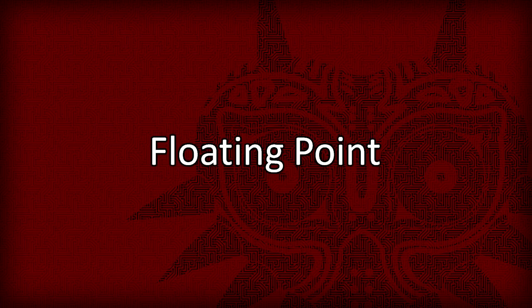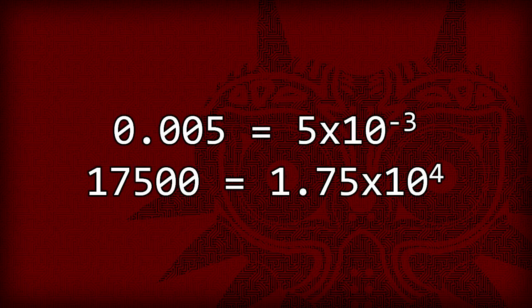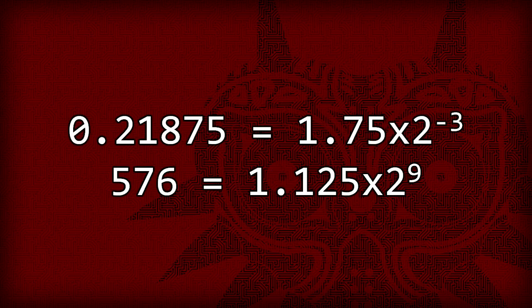A floating point number, or float for short, is essentially the binary version of scientific notation. In base 10, we often express small or large numbers by writing a decimal value multiplied by 10 raised to some power. Replace the 10 with a 2 and we have ourselves a float. But how do we express this using only binary digits? Well, let's think about it for a moment.